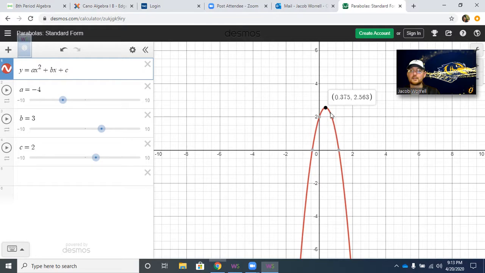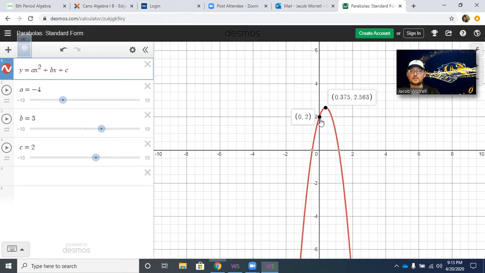Right up here, tip of the curve, that's my vertex. It's the highest point of the curve, so it's my maximum. It's a maximum vertex at 0.375, 2.563. Okay, and it's that easy. You don't have to write in any formulas to find the vertex. You just graph it, click on it, there it is.